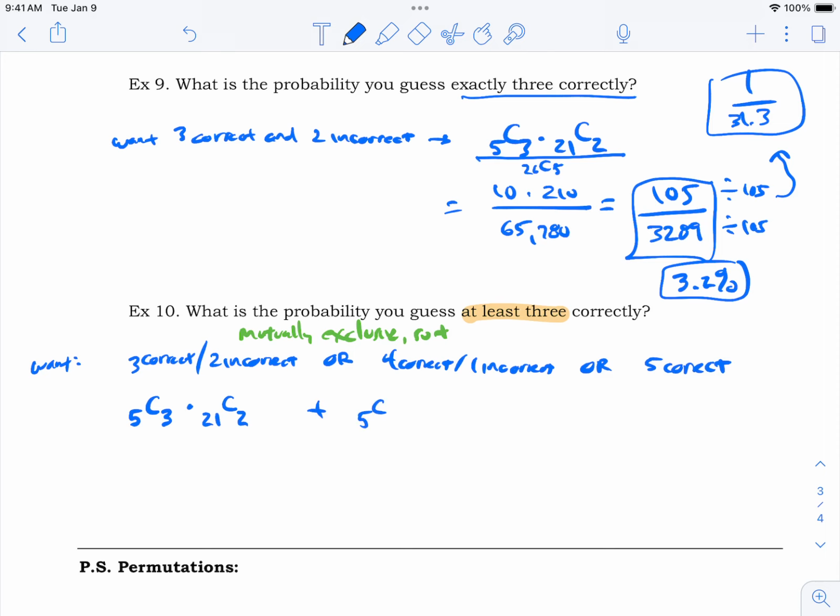Okay, so anyway, getting 4 correct. Well, there's 5 correct ones to choose from. You have to choose 4 of them. And then there's 21 incorrect to choose from, and you'd have to choose one of those. Or you'd have to choose 5 correct ones from the 5 that are correct. So you add these numbers up. Oh, let's see. Boy, have I got some number crunching to do. Okay, so 5 choose 3 comes out to 10. 21 choose 2 comes out to 210.